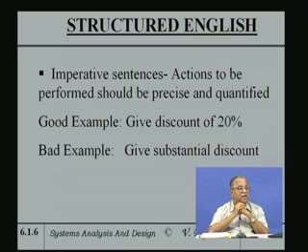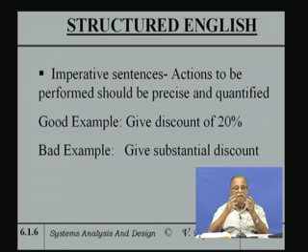Actions are imperative sentences. See, the imperative sentences are actions to be performed, should be precise and quantified, whether it is structured English or decision tables or any system. The actions which the program is to take have to be quantified. You cannot, for instance, say give substantial discount, because one does not know what substantial really means, whereas give 20% discount has a clear meaning.